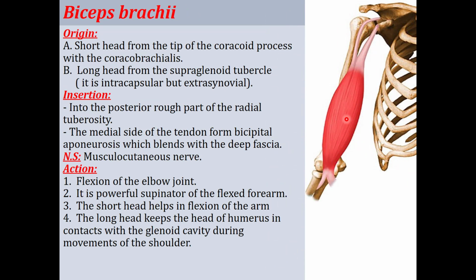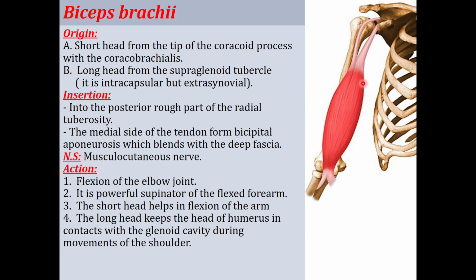Remember this. This is biceps brachii: the short head from the coracoid process of the scapula, along with the coracobrachialis, and the long head from the supraglenoid tubercle, passing through the transverse humeral ligament. Then it is inserted over the posterior rough part of the radial tuberosity. See here, this is the radius bone on the lateral side, and on the medial part of the bone there is the radial tuberosity, where the biceps muscle is attached. The medial side of the tendon forms the bicipital aponeurosis, which blends with the deep fascia.